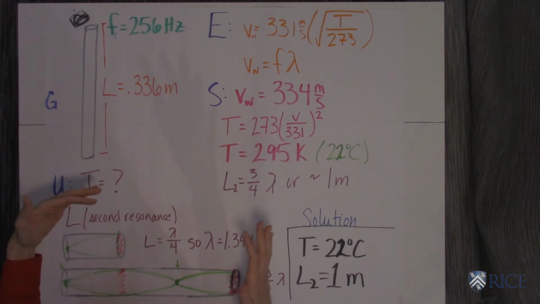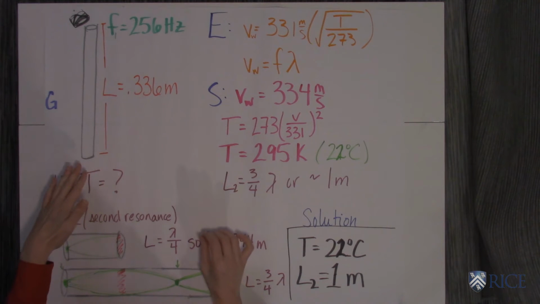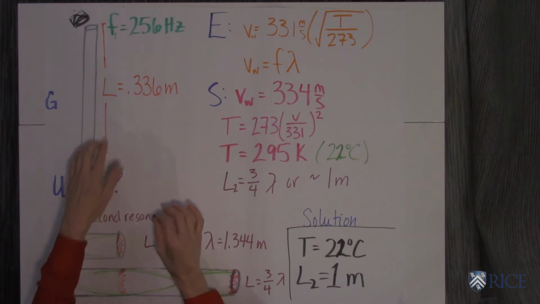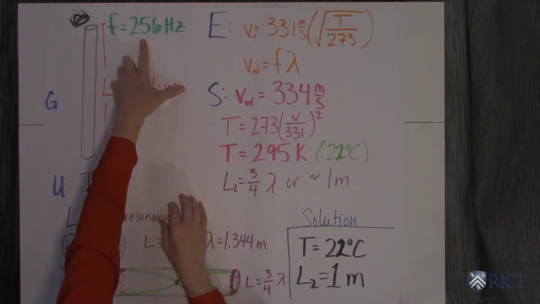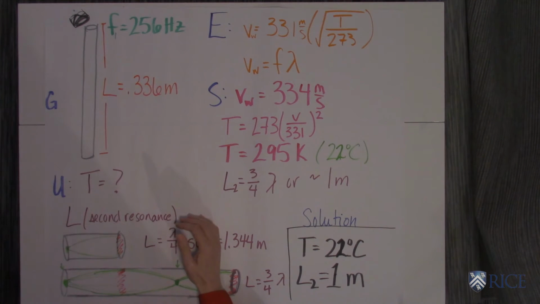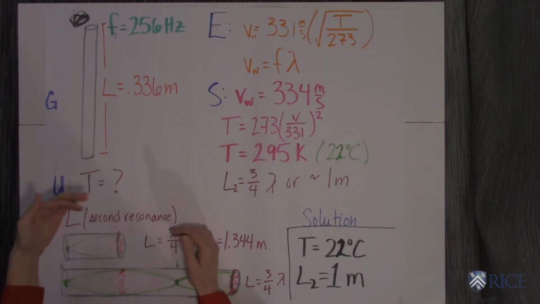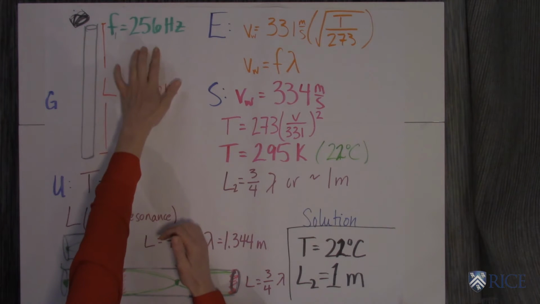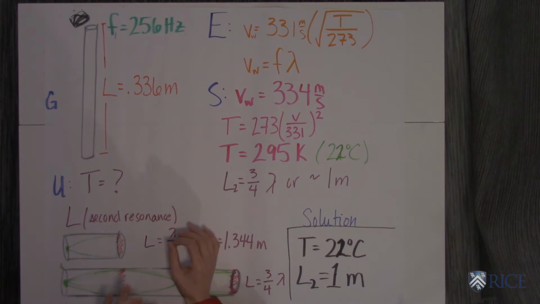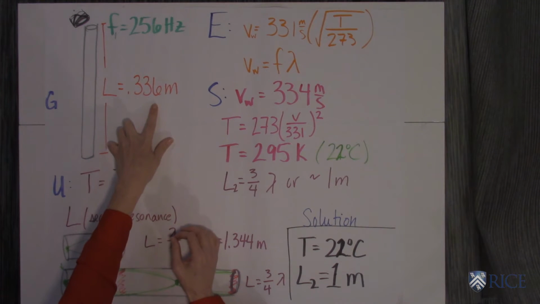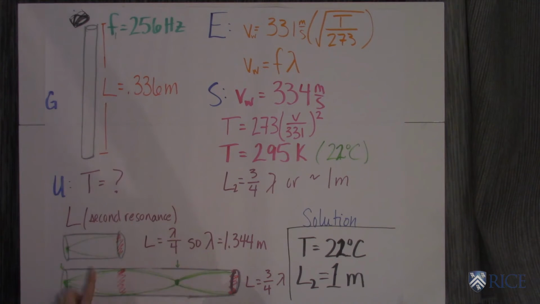It's a tube and it's closed at one end, which is important, and it has a fundamental frequency of 256 hertz. So the sound is being projected and you've got a resonance happening, 256 hertz, and they find it at 0.336 meters or 33.6 centimeters. The question asks, what is the temperature in the room and where will you find the second resonance?